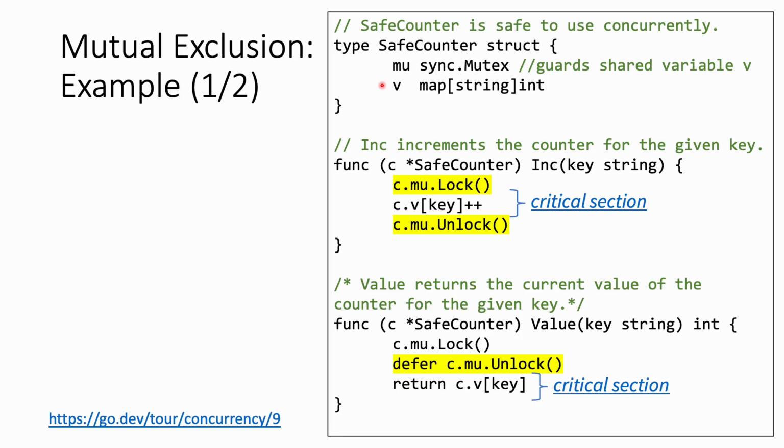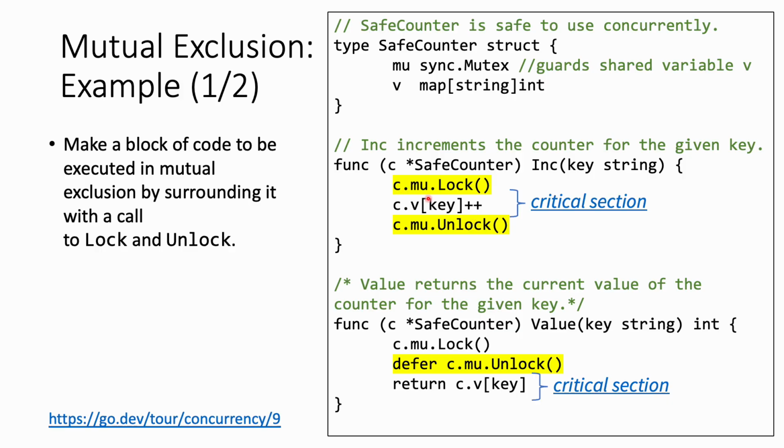To make sure the two variables go together, we put them in the same struct named SafeCounter. The mutex mu guards the shared variable v. By convention, the variables guarded by a mutex are declared immediately after the declaration of the mutex itself. If you deviate from this convention, be sure to document it. We can define a block of code to be executed in mutual exclusion by surrounding it with a call to Lock and Unlock.